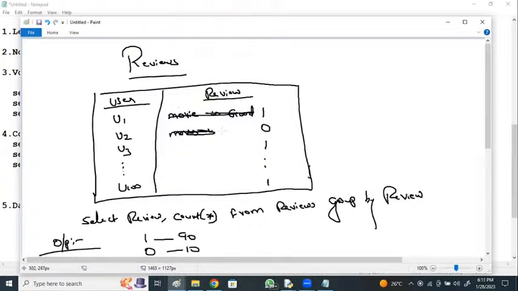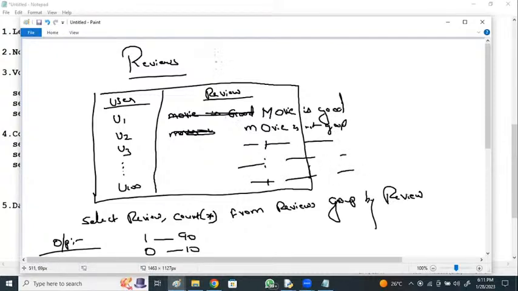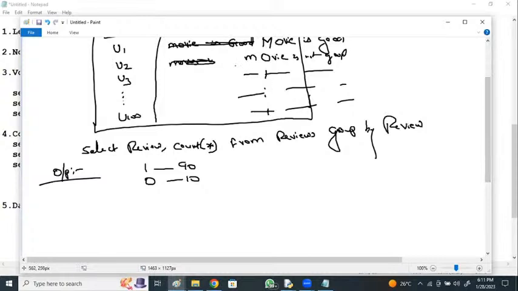This is the kind of structured data. But if the reviews are not given in zeros and ones, and they give the reviews in their own text format, first person saying the movie is good, second person saying the movie is not good, in their own text format, here 90 people say the movie is good and 10 people say the movie is bad.